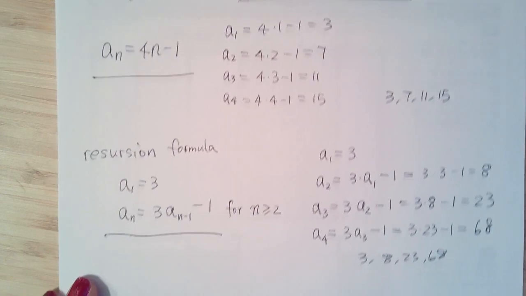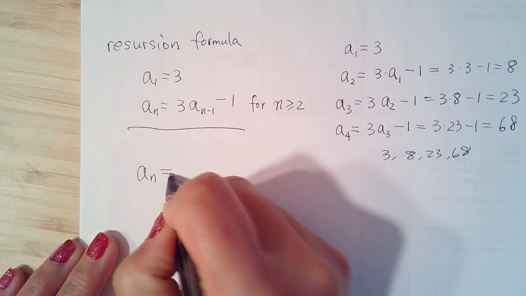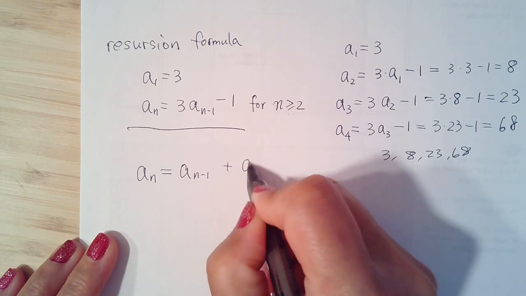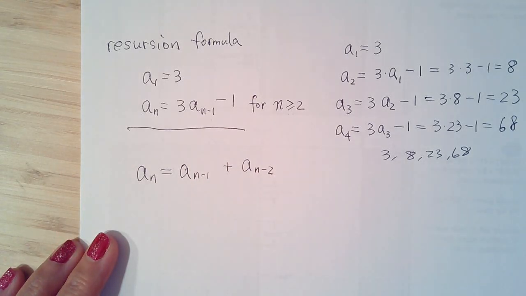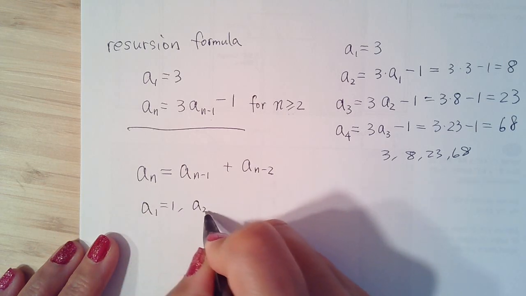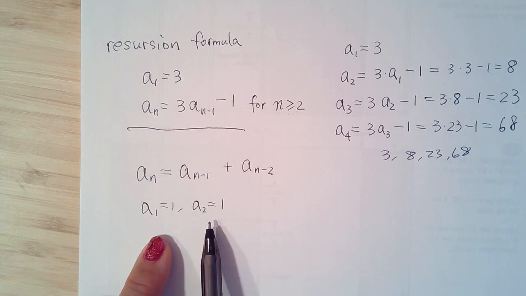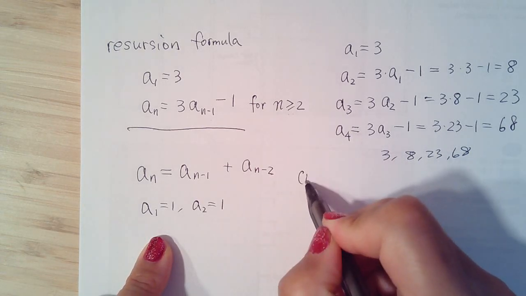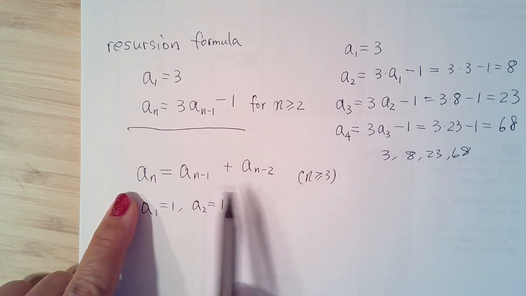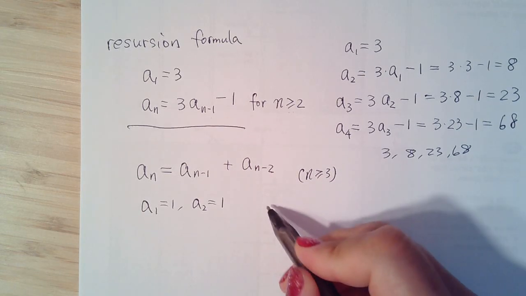And sometimes they give you something that looks like this: a_n equals a_(n minus 1) plus a_(n minus 2). And I give you a1 is 1 and a2 is 1. So I give you the first 2 terms. And then starting from here, when n is greater than or equal to 3, every term will be the sum of the previous 2 terms. It is very interesting.